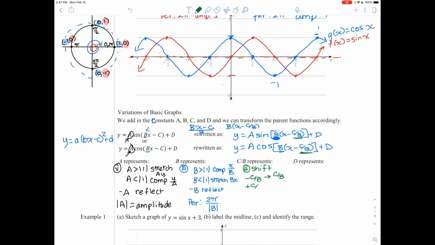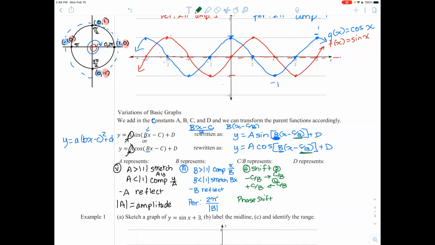If it's plus c over b, you're going to go left c over b, right? So that's right, left. Everything opposite, shifting opposite. All right, also something that's really useful to know is what is called the phase shift.